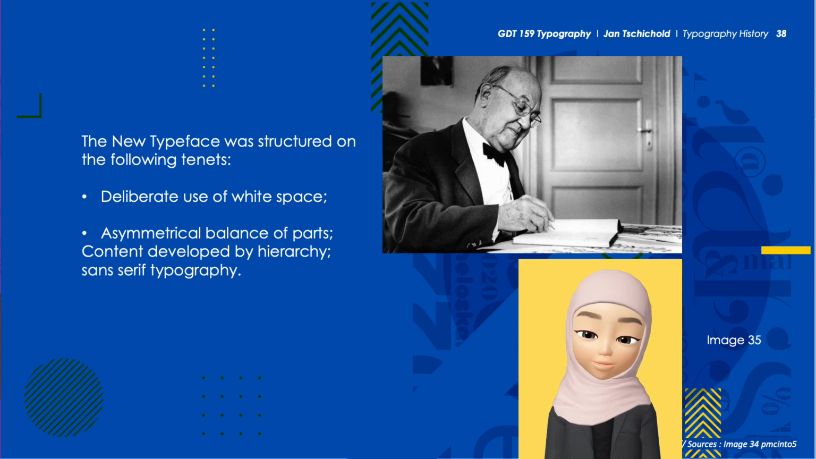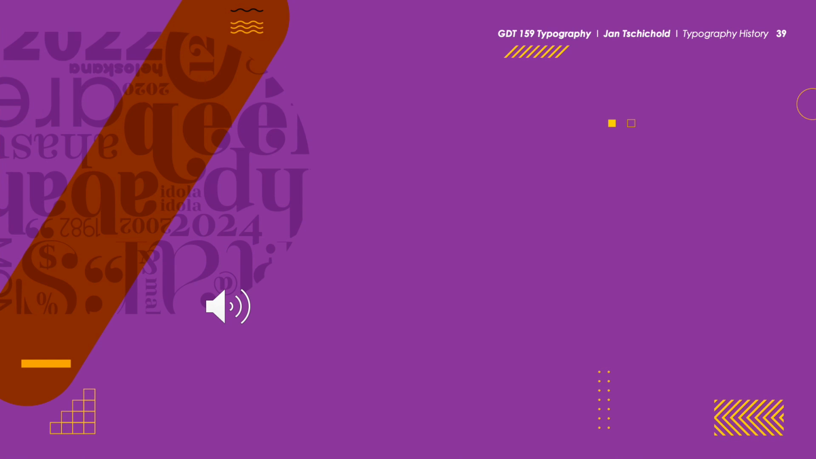The new typeface was structured on the following tenets: deliberate use of white space, asymmetrical balance of parts, content developed by hierarchy, and sans serif typography. On the left side is a picture of Jan Tschichold in black and white. Tschichold became a group author and spokesperson. He spread the idea through writing and speaking. A somewhat rigid notification that no debate would follow his lecture was placed in advance.